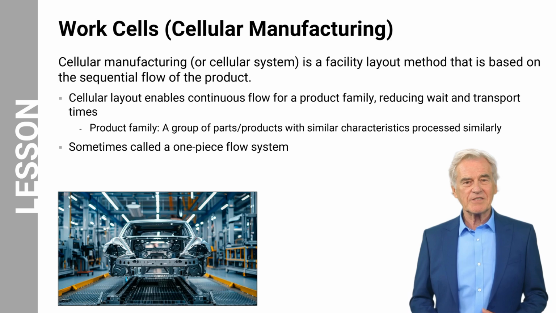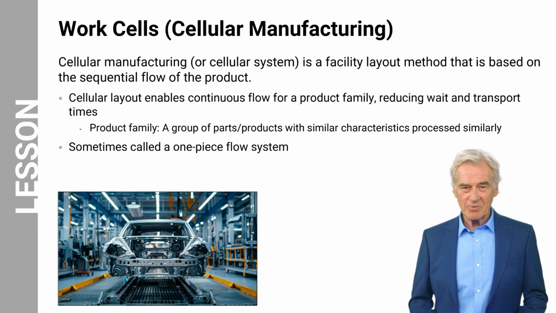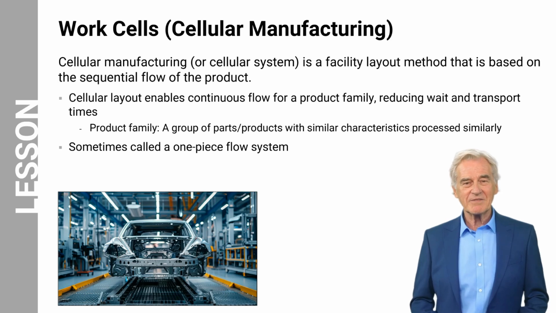Lean uses an approach to facility layout called a cellular system. Cellular manufacturing or cellular system is a facility layout method that is based on the sequential flow of the product. A cellular layout supports the continuous flow of an individual product family, which reduces waiting and transportation. A product family is a group of parts or products that have similar characteristics, which allow them to be processed in a similar way and sequence. Cellular manufacturing is sometimes called a one-piece flow system.